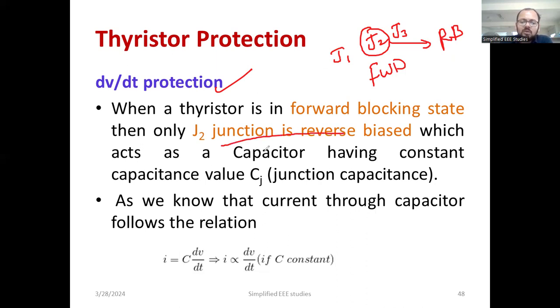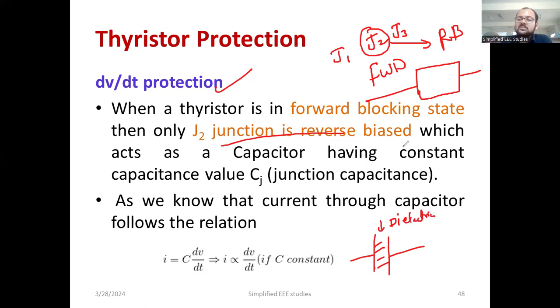So in this fashion, it will resemble a parallel plate capacitor. Two plates separated by a medium, a dielectric medium. That means there is a presence of capacitance, which is generally called junction capacitance. Then the current through the capacitor, we can write I is equal to C into dV by dt. I think it is clear to everybody.